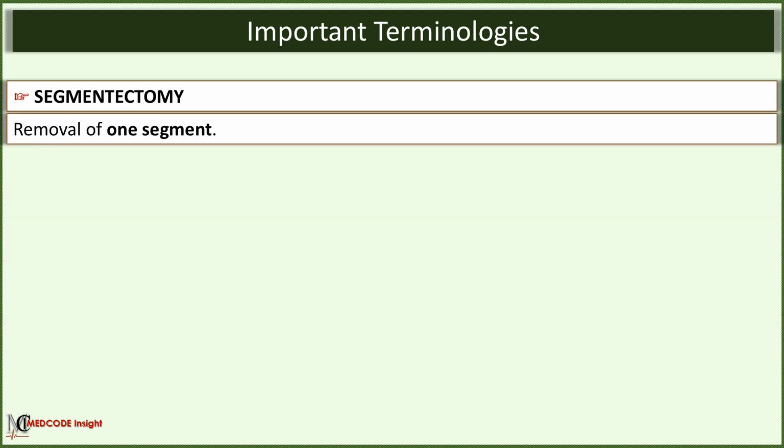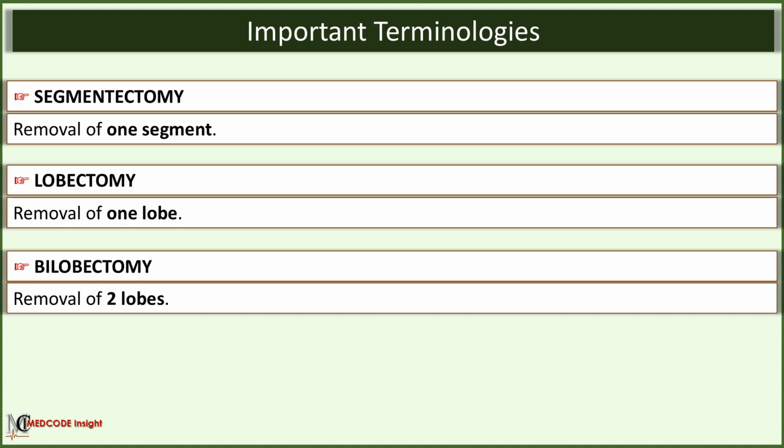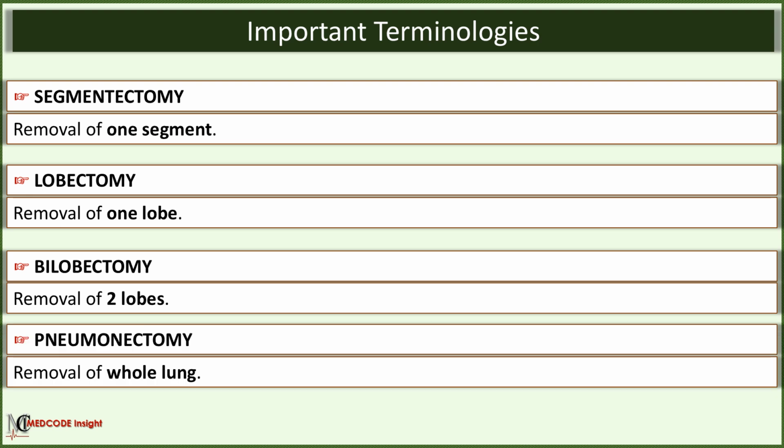Segmentectomy involves the removal of one segment. Lobectomy involves the removal of one lobe. Bilobectomy involves the removal of two lobes, while the pneumonectomy involves the removal of the whole lung.